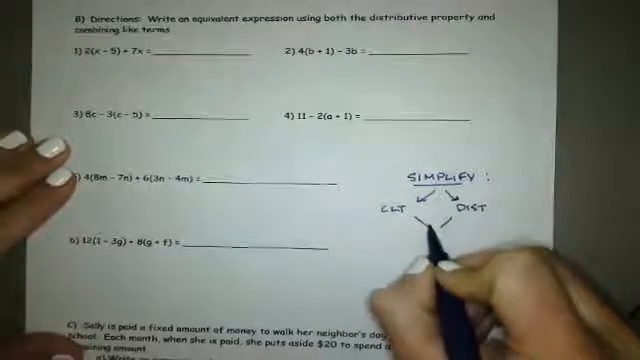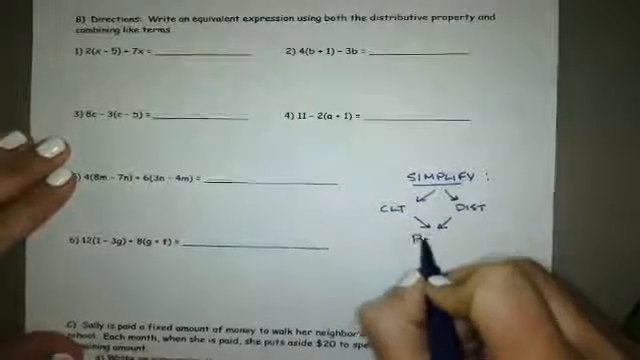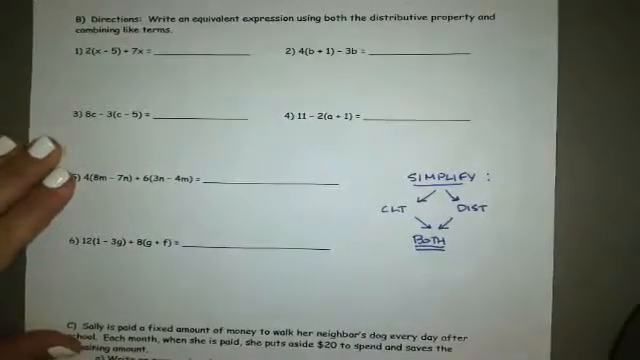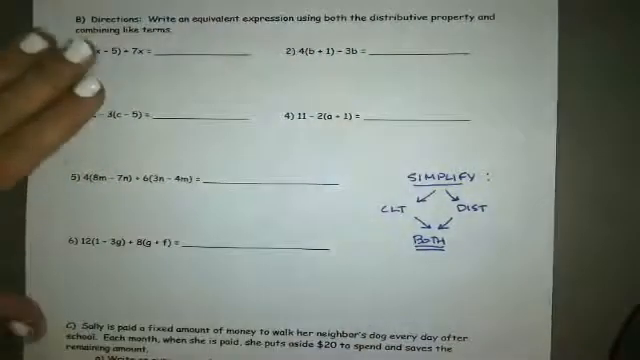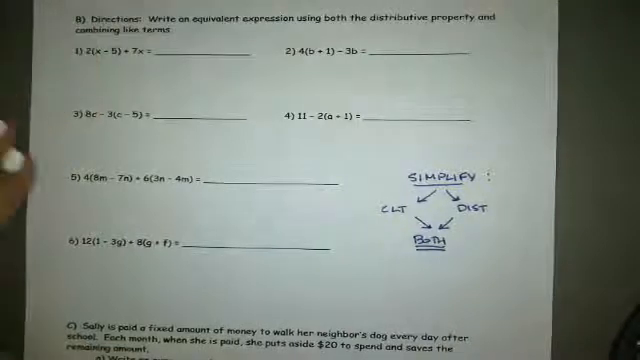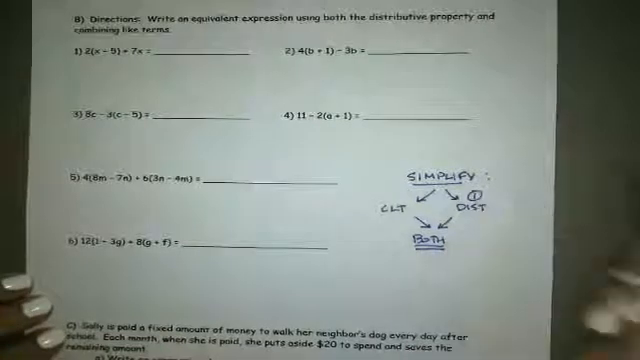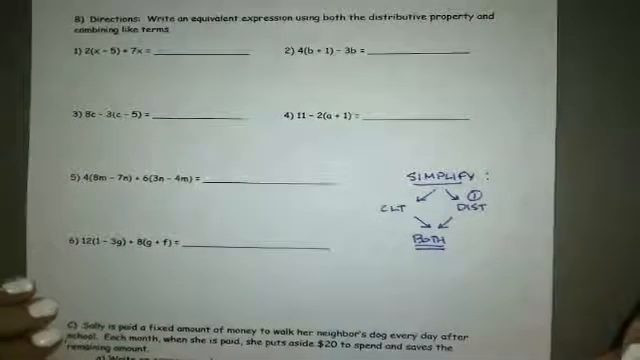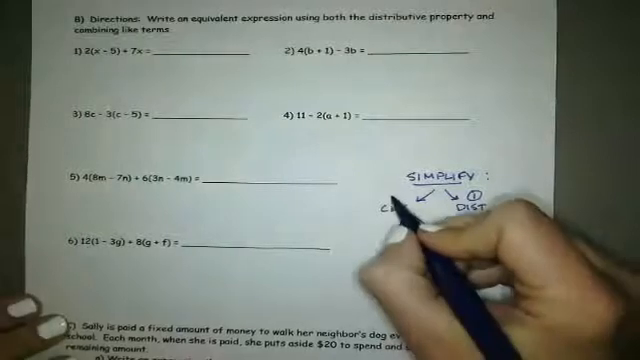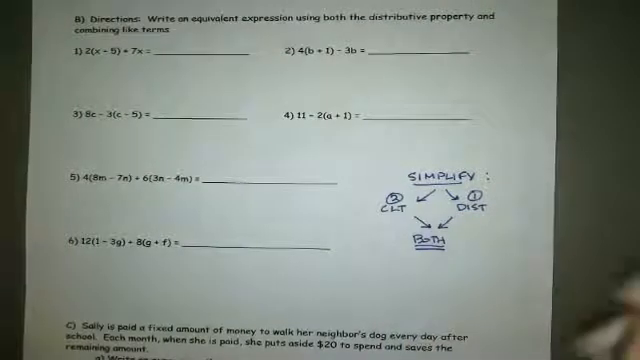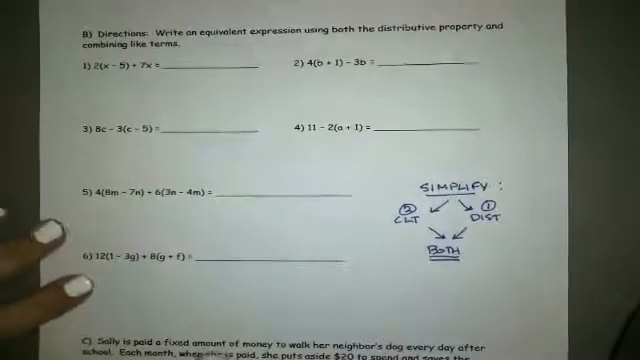But it is possible that you might have to do both in order to get an expression completely simplified. And that's what's happening here, okay? So first we're going to distribute, and we have to distribute first because we have to get rid of the parentheses. Once we get rid of the parentheses, then we check to see if we have to combine like terms, okay? So number 1, what we need to distribute is the 2.